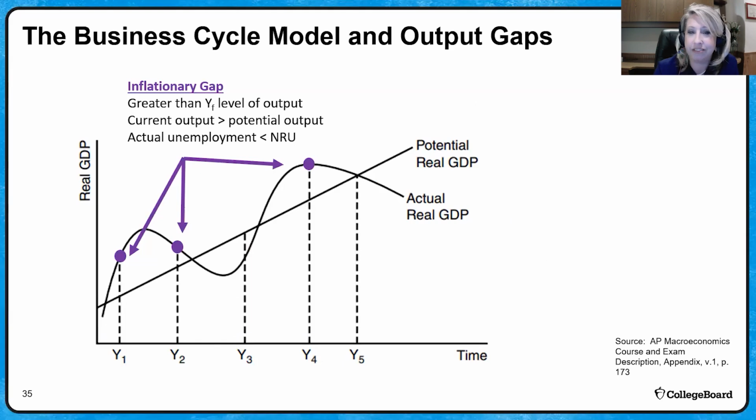All right, so the inflationary gap, you guessed it. If current output is greater than potential output, if actual real GDP is greater than potential real GDP, now we're showing an inflationary gap. Again, it doesn't matter if we're in the expansionary phase, the peak, or the contractionary or recessionary phase. What matters is if current output or actual real GDP is greater than potential, that's what means we're in the inflationary gap.